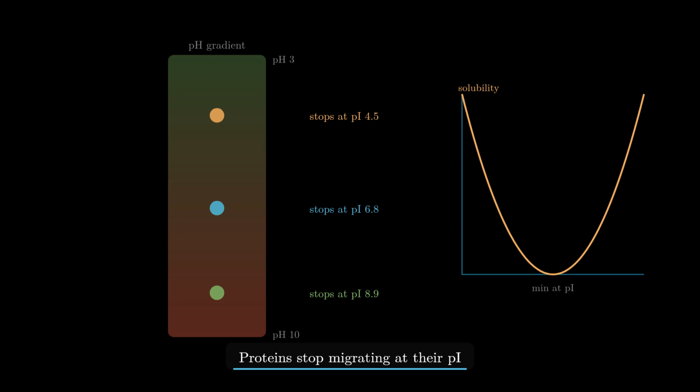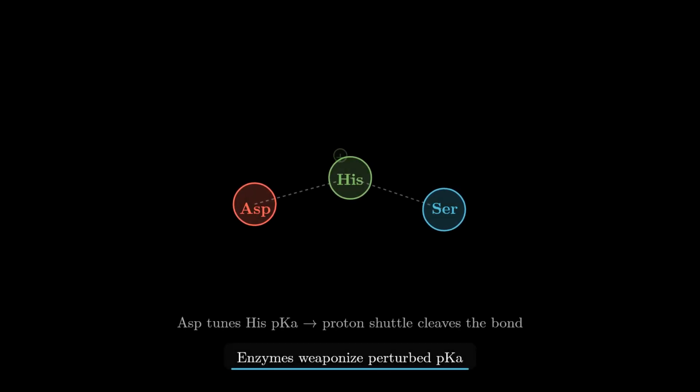The charges that normally keep neighbors repelling each other have canceled, which is why proteins tend to precipitate at their isoelectric point. Third, the chemistry of enzymes. Inside an active site, a residue's pKa is not the textbook number. Bury a glutamate in a nonpolar pocket or park it next to another charge, and its pKa can shift by several units. Enzymes weaponize this.